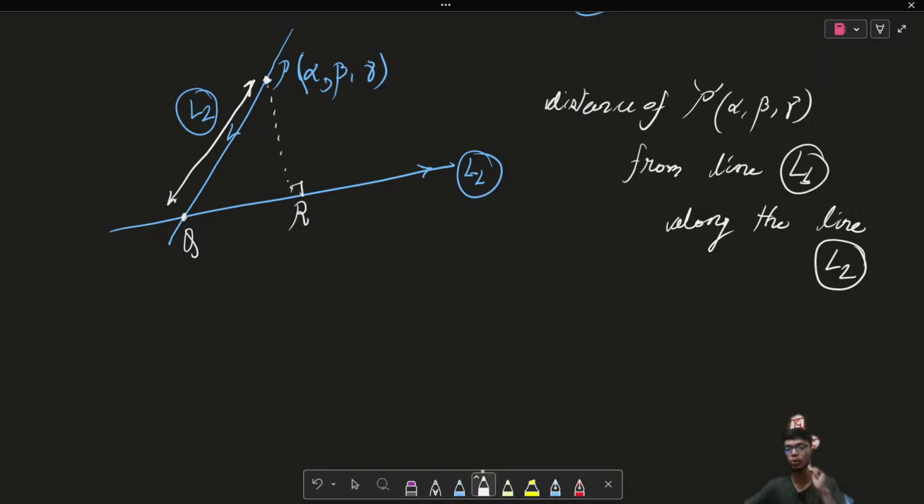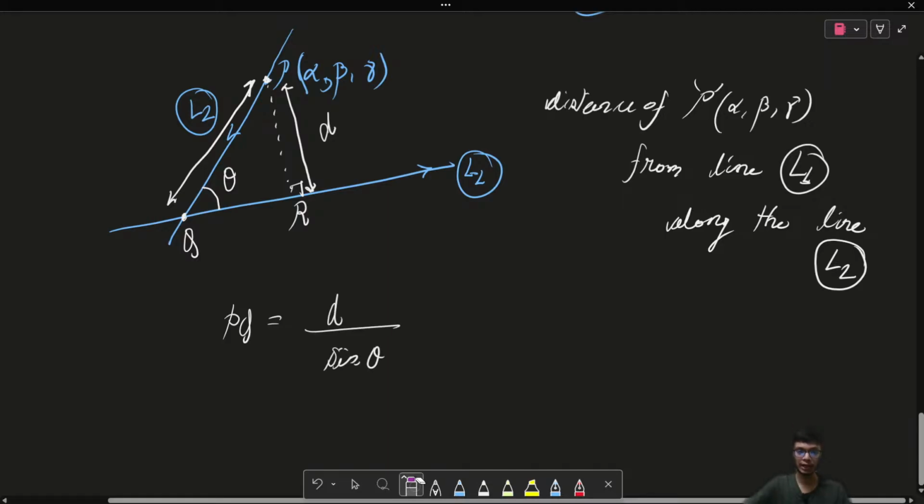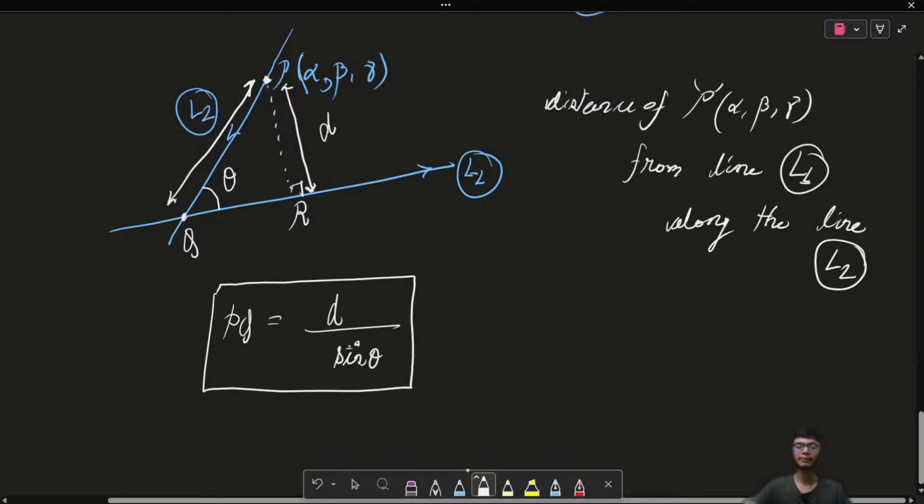Now I can solve this problem in two ways. One, I can find out this particular angle, and then I can obtain the distance. By doing the perpendicular, I can obtain the distance. So this distance is given as the perpendicular distance p upon sin theta. So I can obtain this distance by doing this multiplication, right? P upon sin theta will give me my PQ distance.